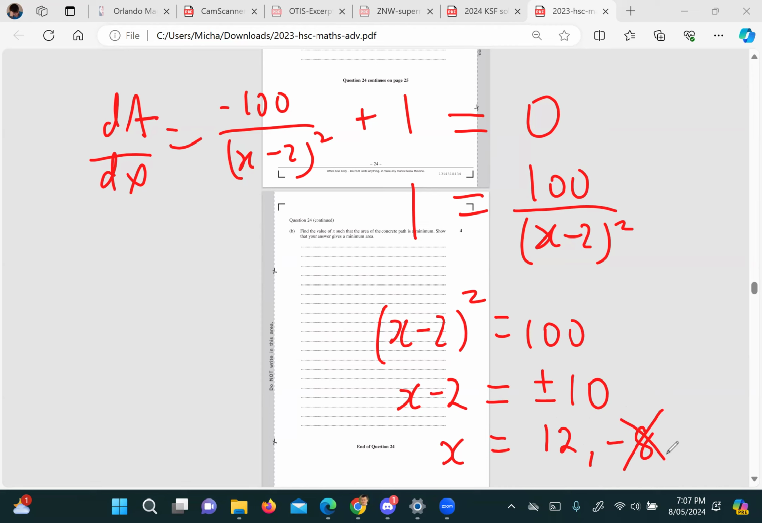Then personally, I used a sign table to make sure it's a minimum. So I had x, dy/dx: 11, 12, and 13. And then I had negative 19 on 81, 0, and 21 on 121. Okay, so you have a table.